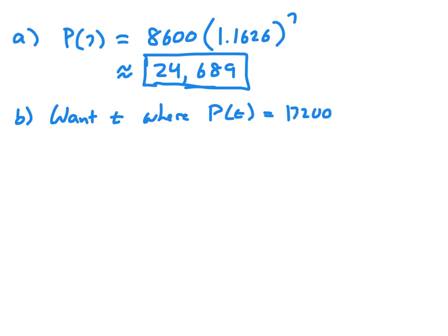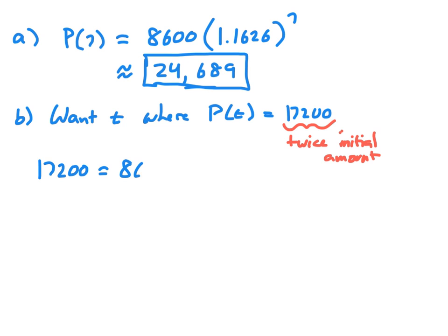17,200. Now this number was not given to us in the problem. However, it's pretty easy to see that this is twice the initial amount. Right? The initial amount is 8,600, and if we double that, we obtain 17,200. So here we're looking for the time it takes for the population to go from 8,600 to 17,200. To do that, we simply use our model with p of t equals 17,200 substituted in. So we have 17,200 equals 8,600 times 1.1626 to the t.